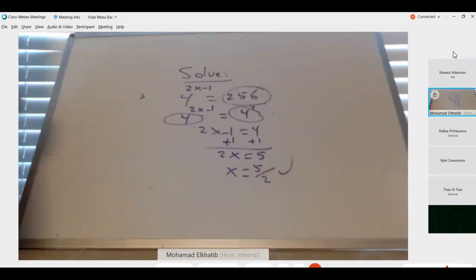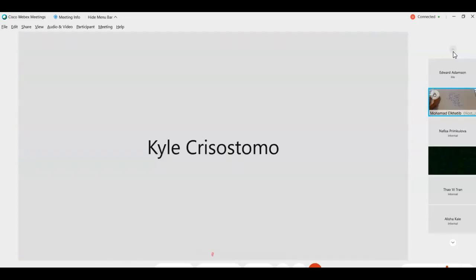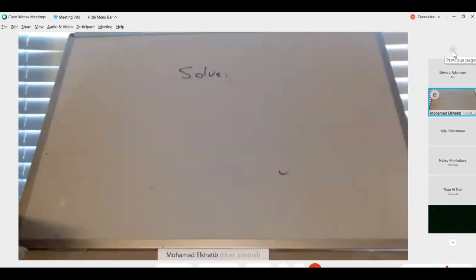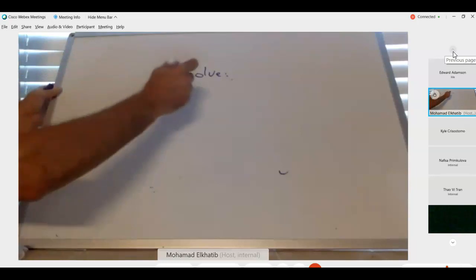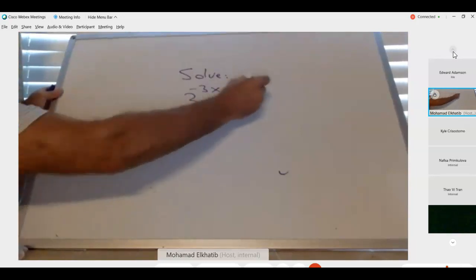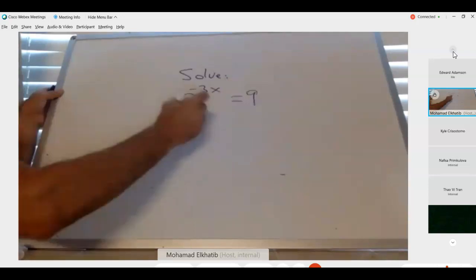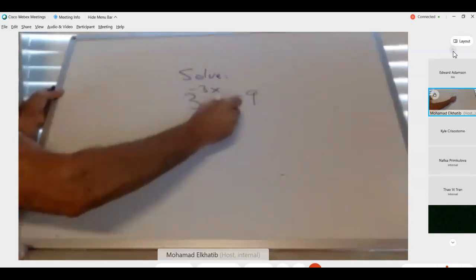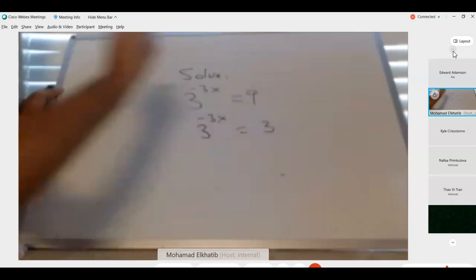Yes. All right. Now we're going to do the next ones together. Remember, we're doing exponential equations. Here's one similar to your homework. Solve 3 to the power negative 3x equals 9. We don't mess with this one, right? I have to work with the 9.